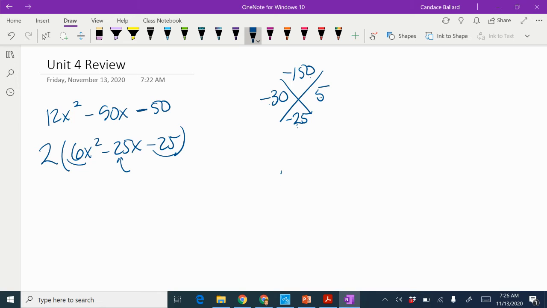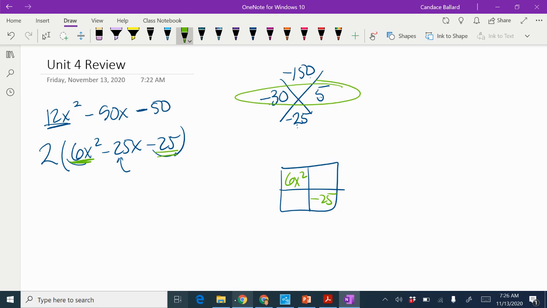Because I have a leading coefficient, I do also need to use a box. I've got to put the first term of the one that I factored in the top left-hand corner and the other one in the bottom right-hand corner. And whatever I got in my magic X goes in the other 2 corners. Doesn't matter the order. So negative 30 followed by an X and 5 followed by an X.